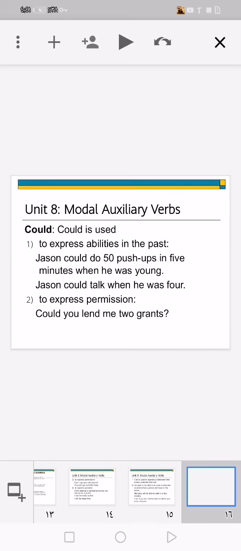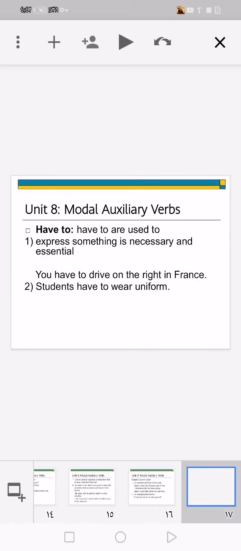Could. Uses of could. Number one, to express ability in the past. For example, Jason could do 50 push-ups in 5 minutes when he was young. Another example: Jason could talk when he was 4. The second use is to express permission. Could you lend me 2 grand? Students, after learning can and could, we move on to other modal verbs.